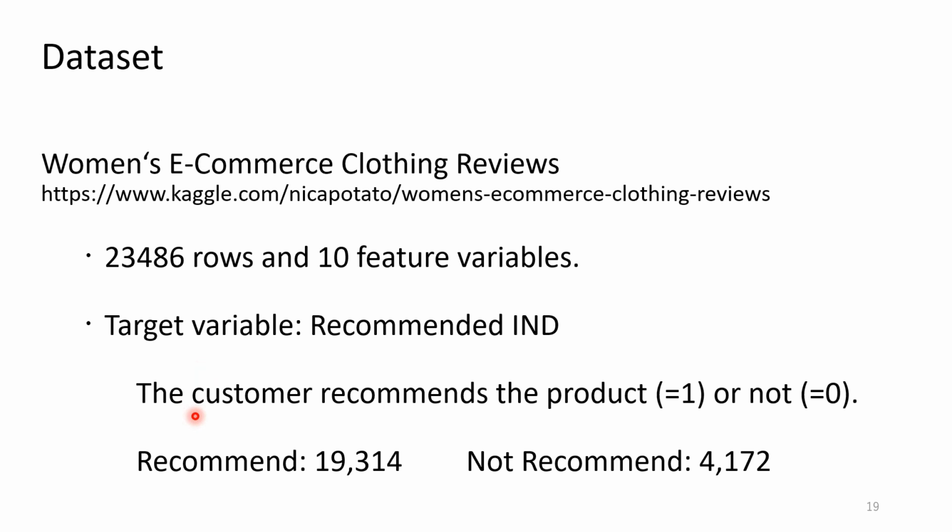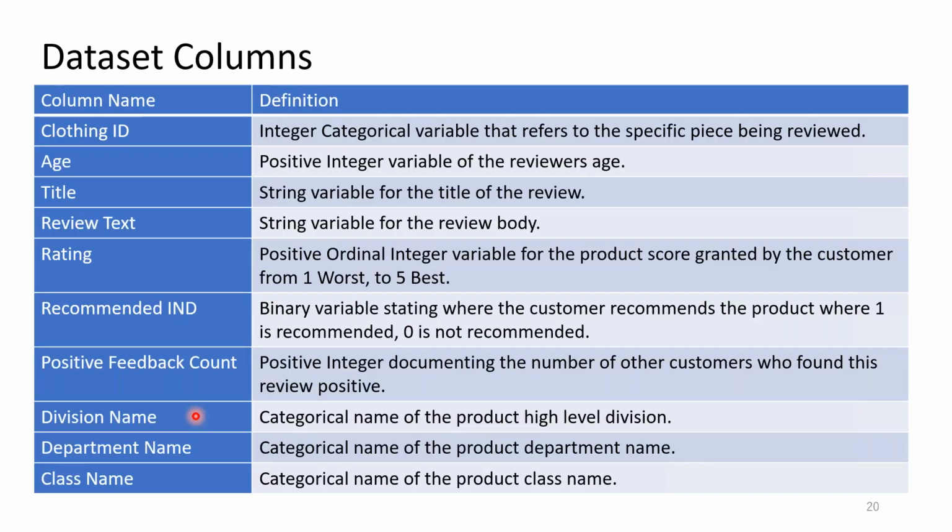And 19,314 of the observations are recommend, and 4,172 are not recommend. So the dataset can be regarded as imbalanced data. I mean, a dataset that has one class with a low proportion compared to the other classes. The dataset columns are listed here.